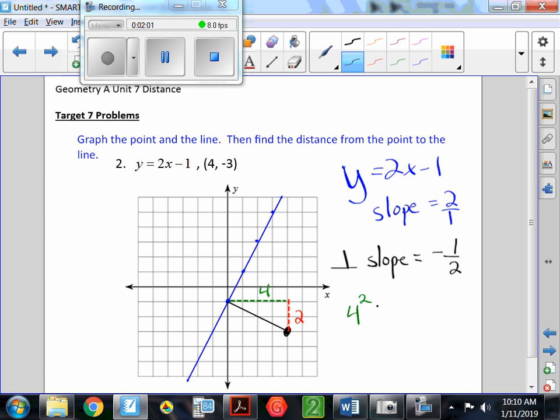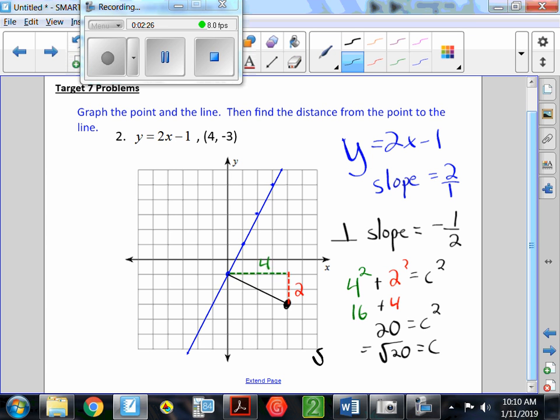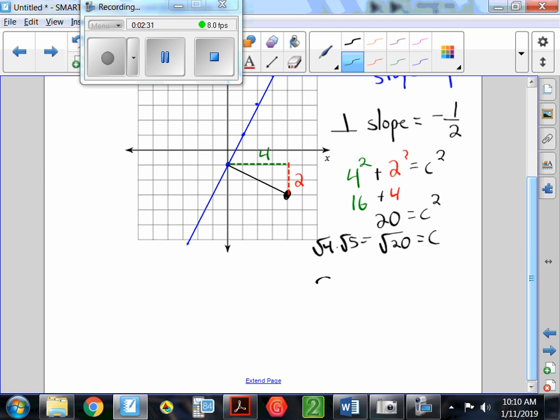And so 4 squared plus 2 squared is going to equal c squared. 4 squared is 16. 2 squared is 4. 16 plus 4 is 20. And so 20 equals c squared, or square root of 20 is equal to c. Square root of 20 can be simplified to square root of 4 times square root of 5. 4 is a perfect square. Square root of 4 is 2. And so 2 root 5 becomes my distance from the point to the line, which is the length of that segment, 2 root 5.